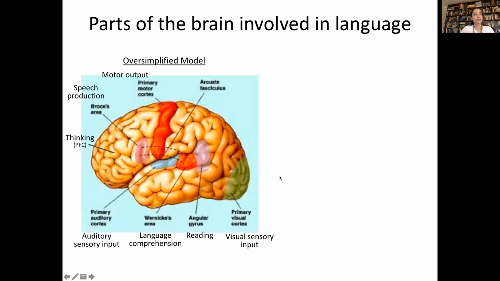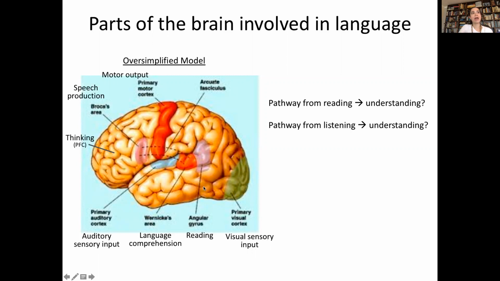Okay, so parts of the brain that are involved in language. So remember, this is an oversimplified model, but it's a good starting point, right? So let's start from reading, right? So visual cortex sees this input and it gets fed to other areas, which we're going to talk about in a second. And then it gets processed by language areas, which allow us to understand what it is that we're reading.